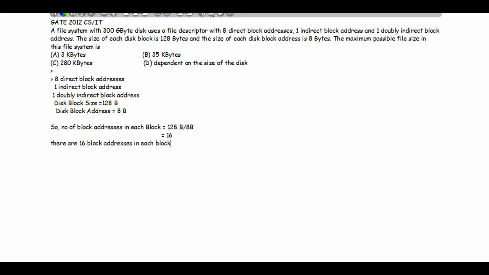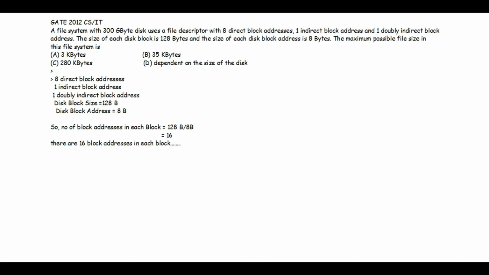It means if we are indirectly pointing through that disk block, then that single disk block can point to 16 disk blocks, because in a single block there are 16 disk block addresses. So there are 16 block addresses in each block. Okay, so let me show you the scenario so that you can understand it well.